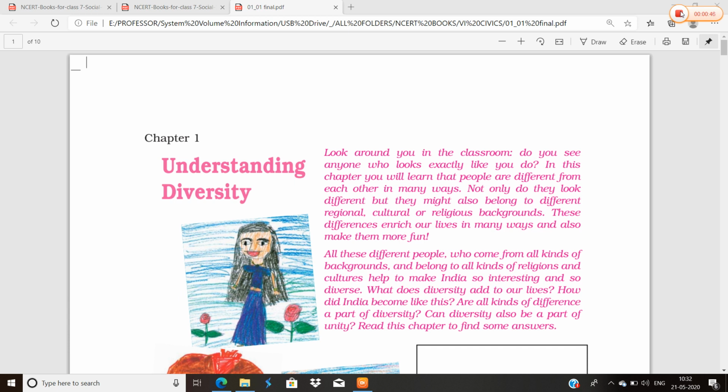For example, if all the people would be looking the same, that would not be interesting. Automatically you would have become bored, and therefore these differences in our life enrich our lives, and there are many ways that make them more fun. So we are actually going to understand all these differences, or variety, or the diversities of our country. You know very well that our country is full of cultures, religions, languages, and different traditions. So all these diversities we are going to understand in this chapter.